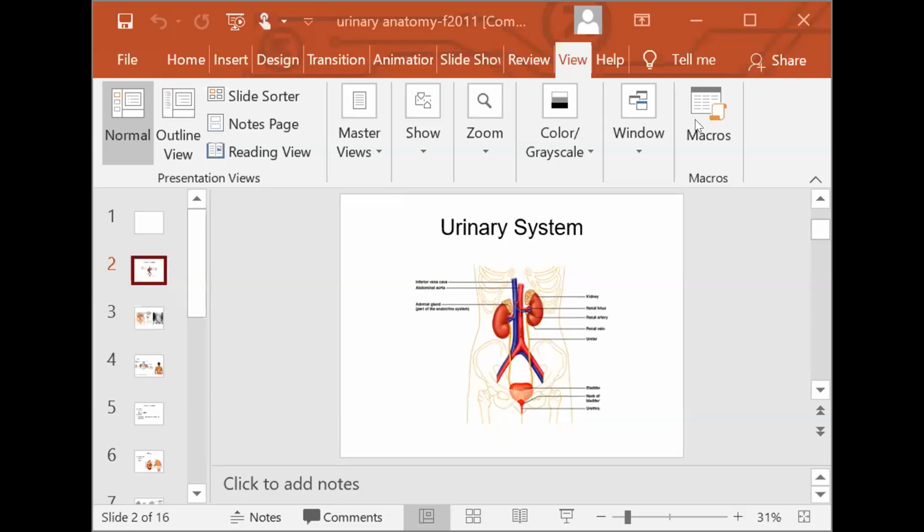Let me share my screen here. We're going to start urinary anatomy. The notes are posted on Canvas.